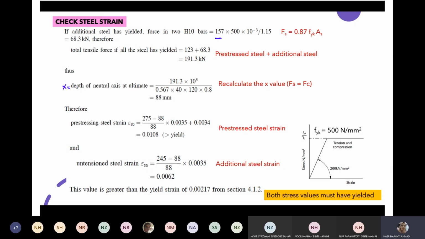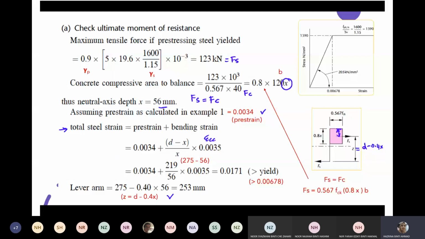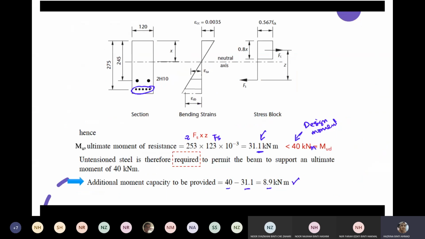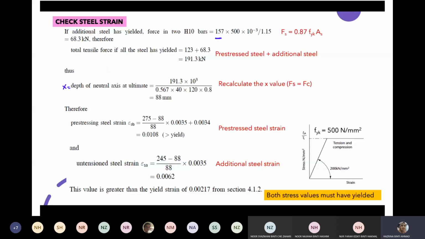So you can see here that we have the calculation of the strain for the pre-stressing steel, which is 0.0108. We are going to compare this value with the yield value. From the stress strain diagram, the yield point is 0.00678. So the value that we have calculated shows that the pre-stressing steel has yielded, whereas the value is larger.